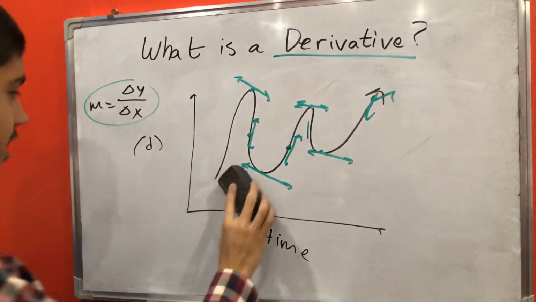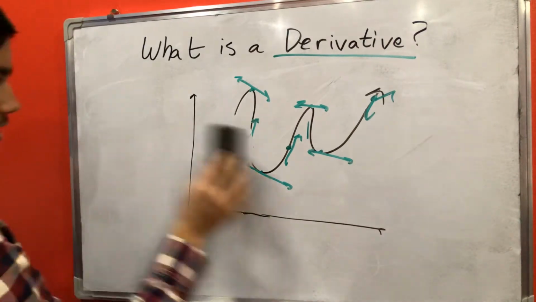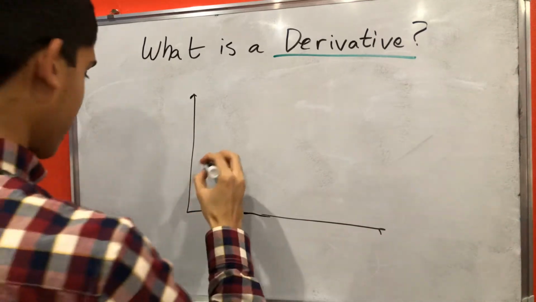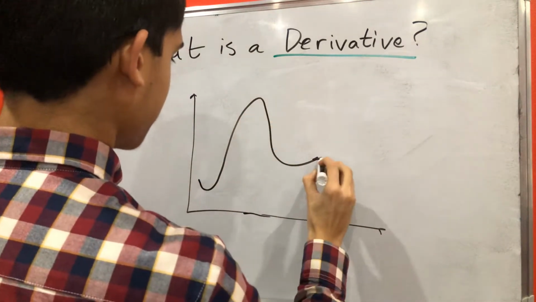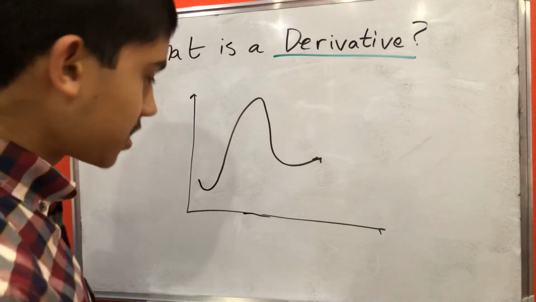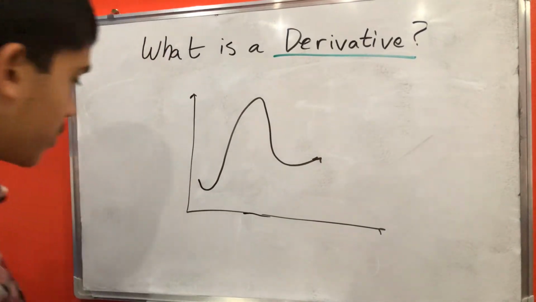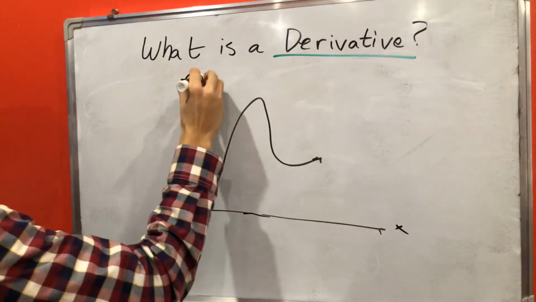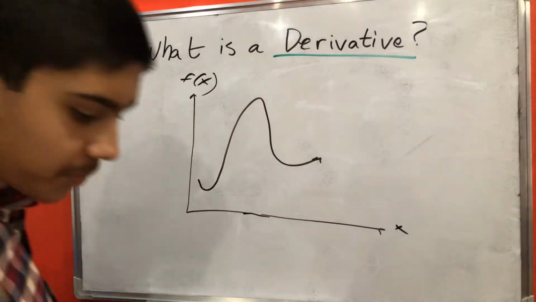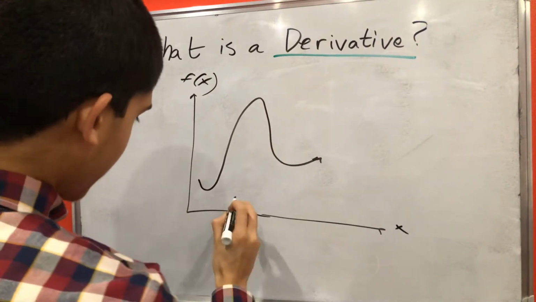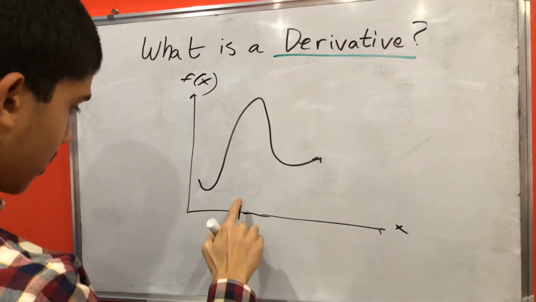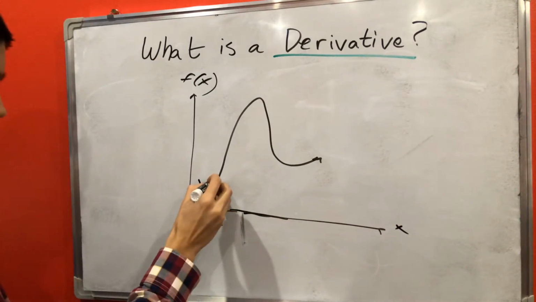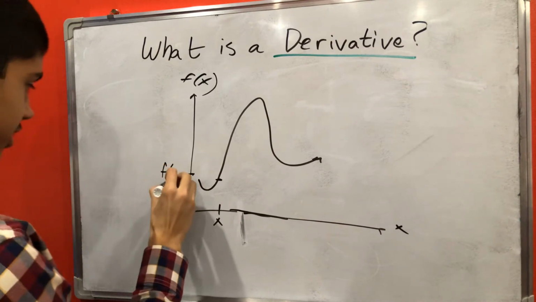So suppose I have a curved graph like this. Now I'm just going to label some points so that we can get closer to a definition. So let's say this is our x-axis and this is our f of x. We're just graphing a function. Let's call this point x. Okay, so what will this point be? This point will just be f of x.